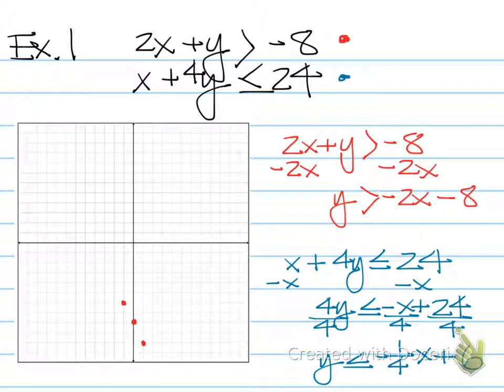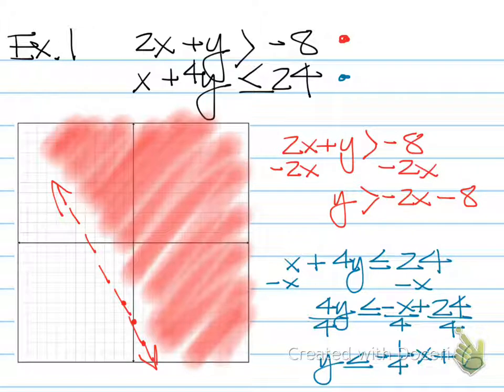And then if you look at the inequality, you'll see that there's no bar under the inequality. That suggests that we should be using a dashed line. All right, so that's the graph. And we have y is greater than negative 2x minus 8. And y gets greater as you go up, so we should be shading above that line.